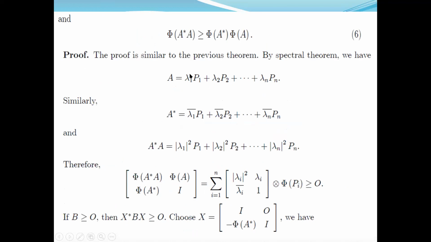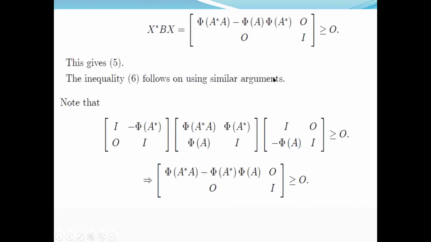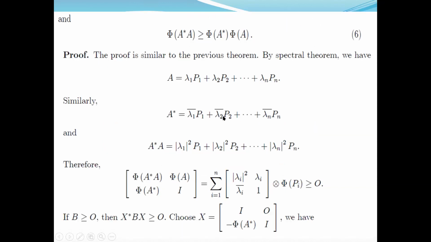The proof is similar to the above theorem. Here, if A is normal, we can write A in this form. And A star is then lambda 1 conjugate P1 plus lambda 2 conjugate P2 up to lambda n conjugate Pn. Then from here we have A star A equal to mod lambda 1 squared P1 and so on. Why? Because when we multiply these two, P1 squared remains P1, and this is mod lambda 1 squared. But when this is multiplied with this, P1 P2 is 0, P1 Pn is also 0, likewise for other terms. So we have this expression.